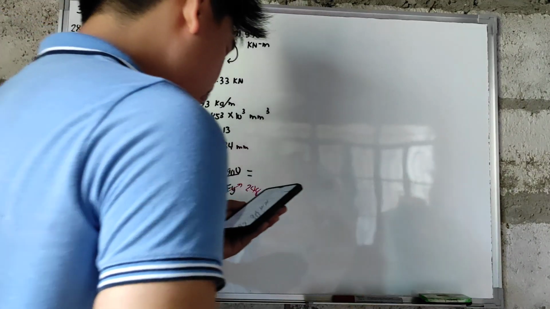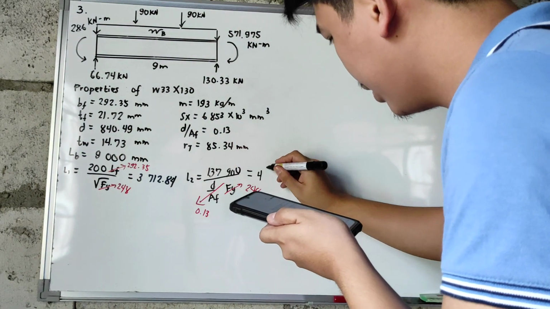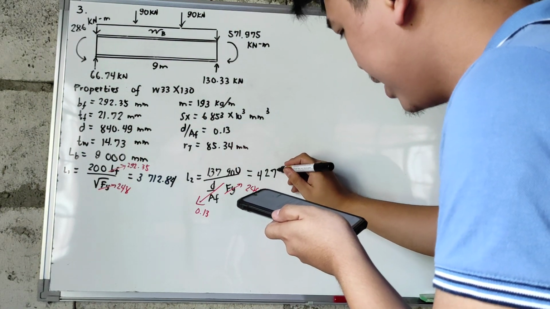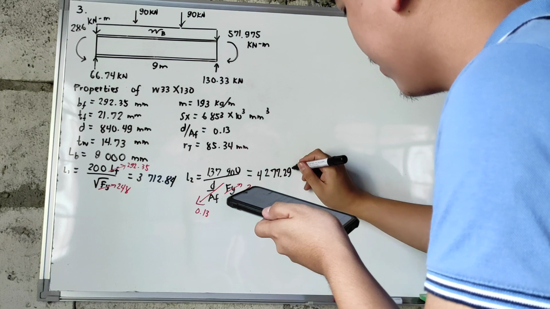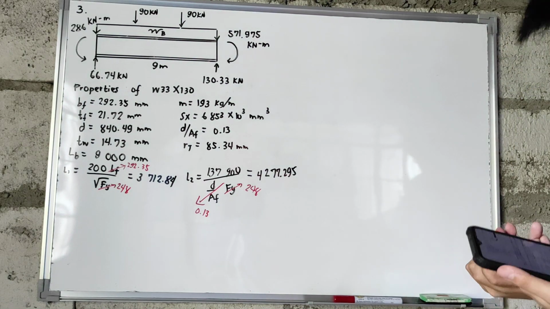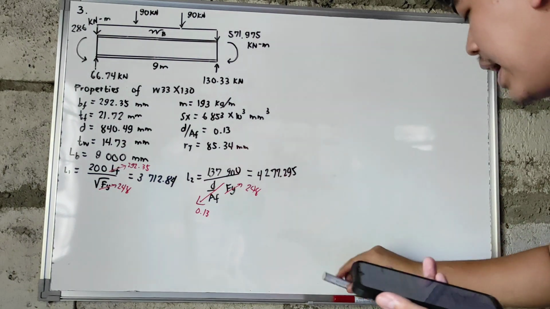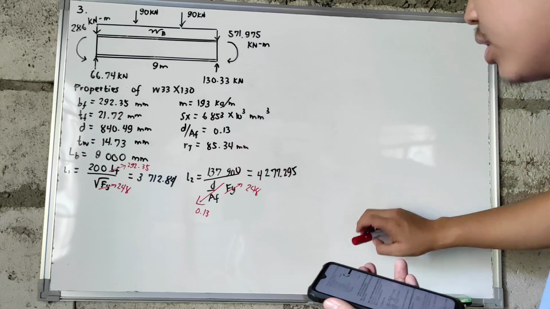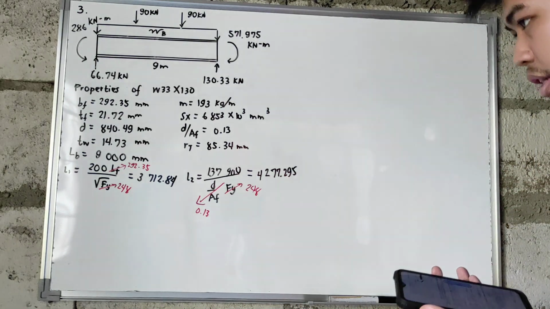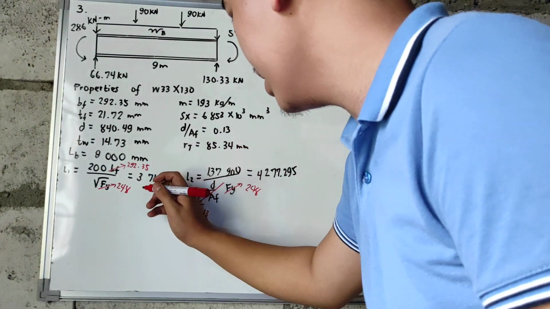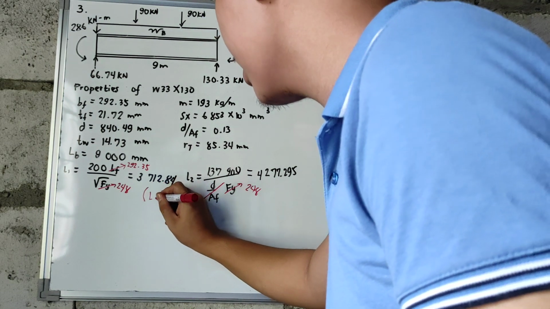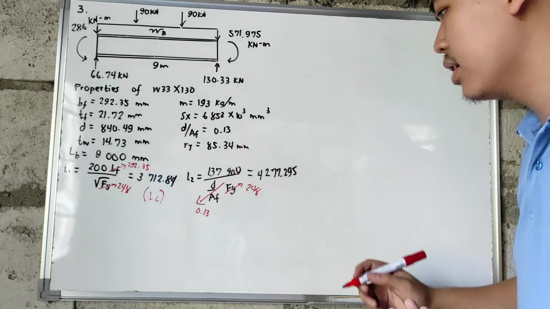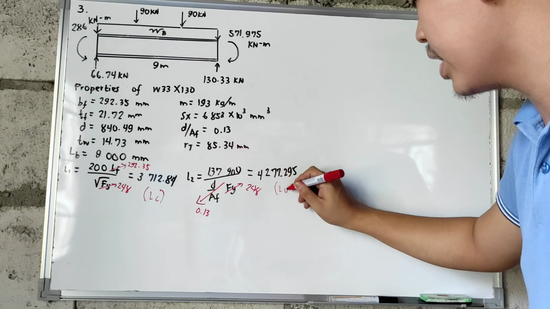3712.84 and 4277.295 mm. So, yung least value or the smaller value between the two will become the value of our L sub C. So, in this example, yung L sub 1 natin is the L sub C. Yung L sub 2 naman, that is yung L sub U natin.